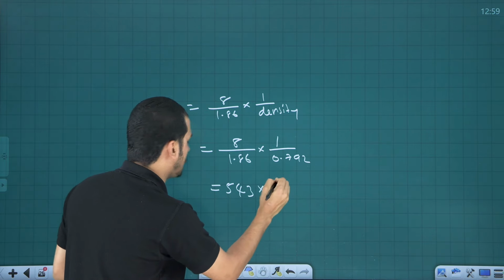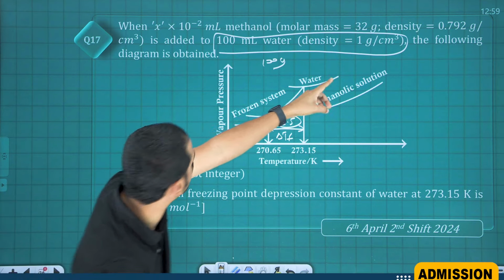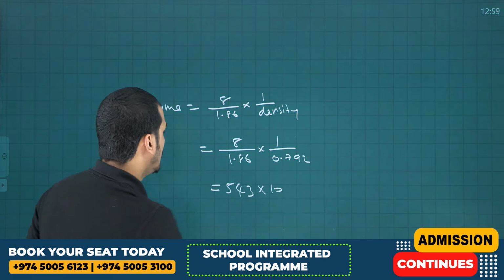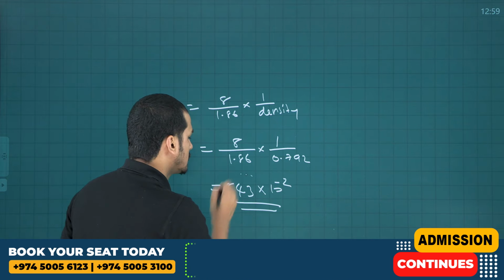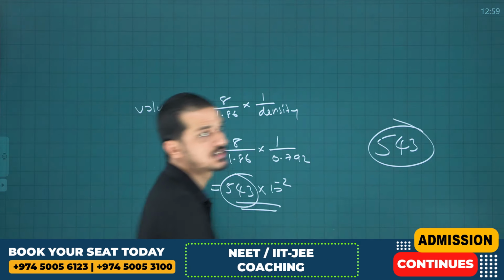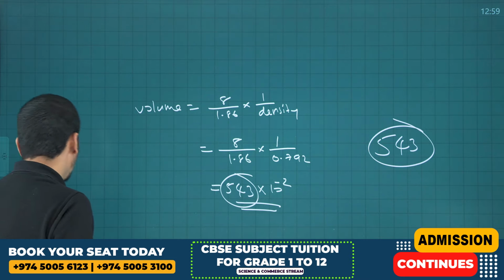543 into 10 to the power minus 3. Okay, so 543 into 10 to the power, what's the value they have given? So into 10 to the power minus 2. Okay, 543 into 10 to the power minus 2 you will get. So your answer is what? 543. Your integer answer is 543. Clear, dears? Okay. We can move to the next question.